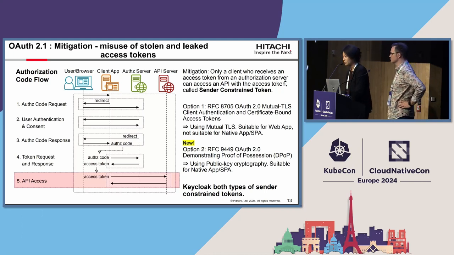Then OAuth 2.1 provides two options for realizing this sender constrained access token. The first option is RFC 8705, OAuth 2 MTLS, and the second option is RFC 9449, OAuth 2 Demonstrating Proof of Possession, called DPoP. Keycloak had already supported option one, and Keycloak newly supported option two, DPoP, since version 23. DPoP might be suitable for public client applications, while option one, OAuth MTLS, might be suitable for confidential client applications.